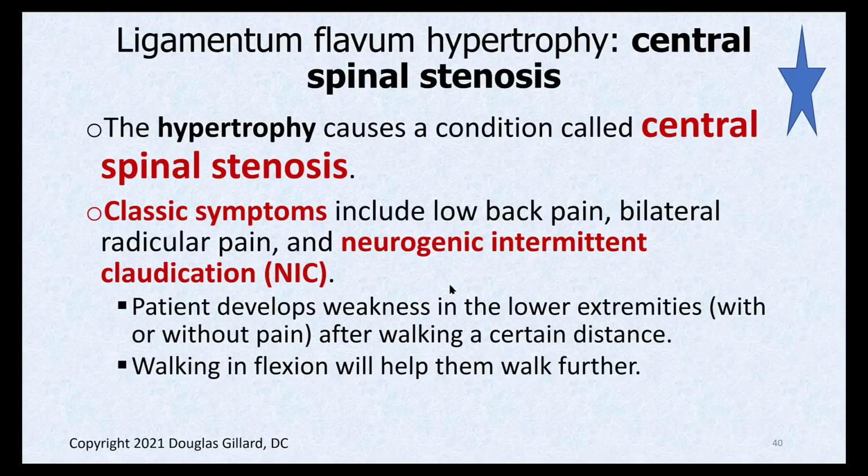Right, so watch out for that. The official word for what I just described, where your legs basically stop working after a certain distance, is NIC, neurogenic intermittent claudication. Neurogenic means it's a nerve problem. It's a compression of the thecal sac and its nerves. Really, technically, it's a vascular problem as well. But nevertheless, neurogenic intermittent claudication, they have NIC.